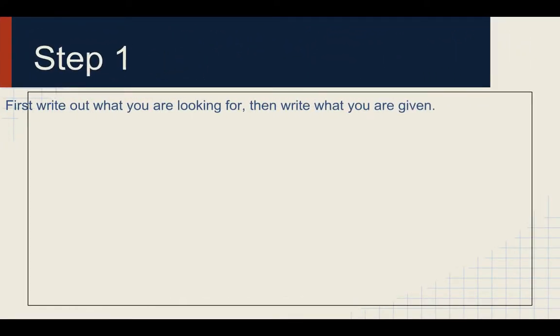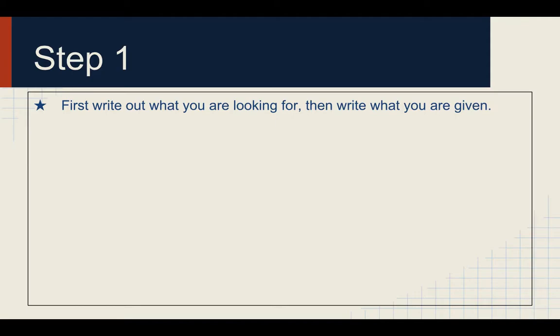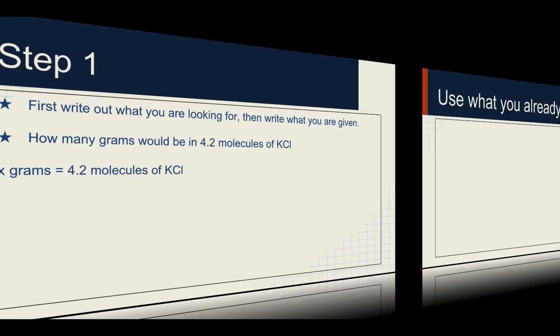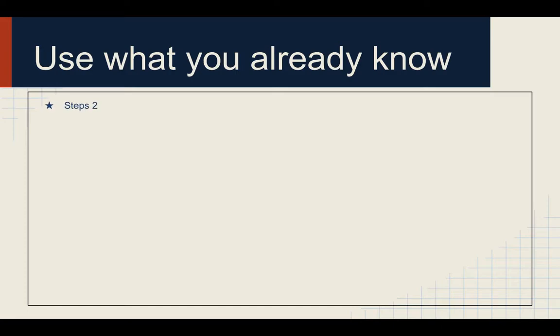So step 1, again, doesn't look any different than before. First write out what you're looking for, then write what you were given. So how many grams would be in 4.2 molecules of KCl? So what do I want? Grams, and what do I have? Molecules. So x grams is equal to 4.2 molecules of KCl. Again, that's exactly how we're going to start. So we'll put that in there. We'll use what we already know for steps 2 and kind of 3-ish.